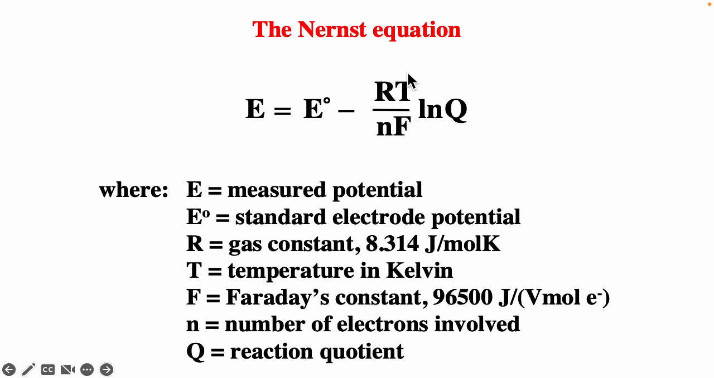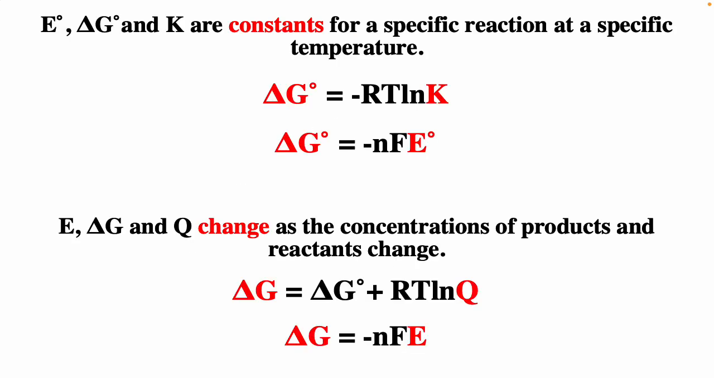R is the gas constant, T is temperature in Kelvin, N is the number of electrons being transferred, F is Faraday's constant, and Q is the reaction quotient. Remember, products over reactants, coefficients become exponents. Pure solids and pure liquids do not appear.